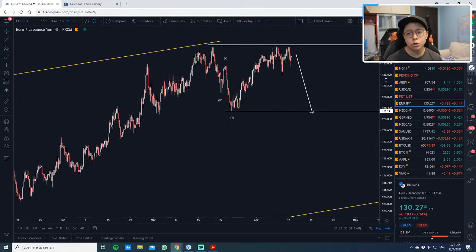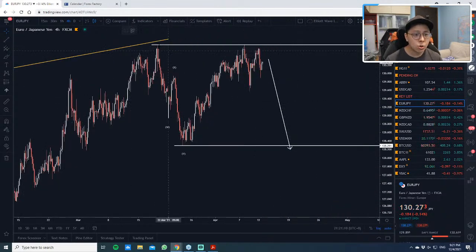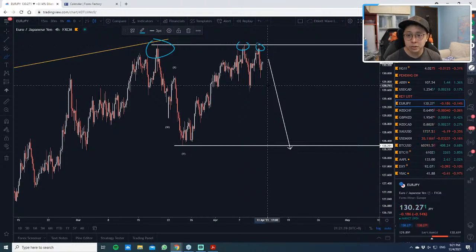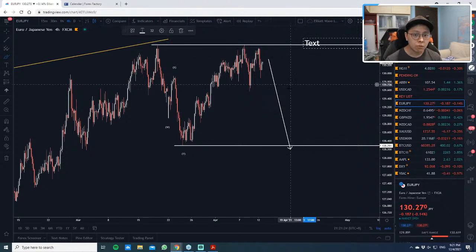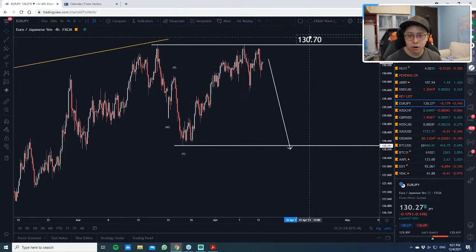Now, if you go down to the 4-hour time frame, okay, price has been trying to break this high a couple of times, right? So you can see here one time, this is the second time, it didn't manage to break it. Okay, so that level is around 130.70, right? So that's around there. Price didn't manage to break it after a few times of testing.